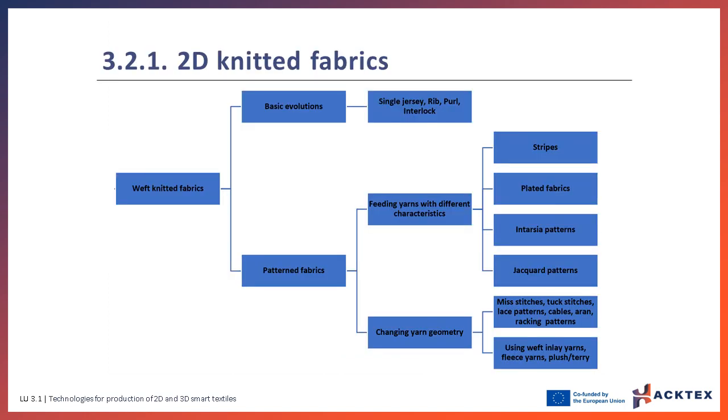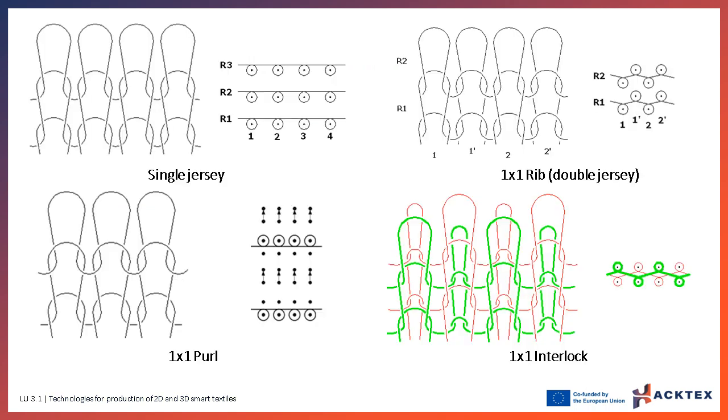The structure of knitted fabrics depends on the type of knitting, weft or warp knitting. 2D weft knitted fabrics can be obtained using the basic evolutions, simple or with patterns. The fabric structure controls the path of smart yarns in the fabric and their functionality. The basic weft knitting evolutions are plain or single jersey, produced on only one bed.